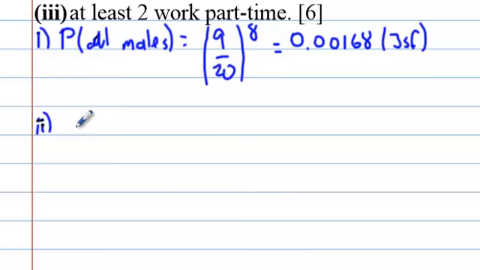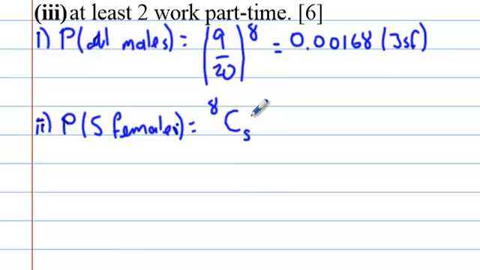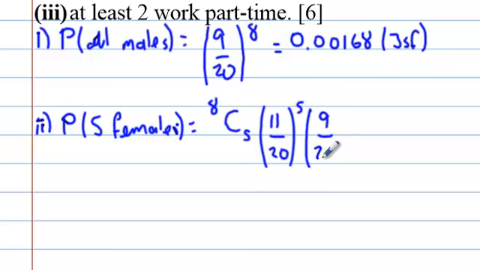we need the probability of 5 females, so from 8 we're choosing 5. The probability of females is 11 out of 20. We want 5 of those, and then for males they have to make up the rest. There has to be 3. 3 plus 5 has to come to that 8 that was given originally.